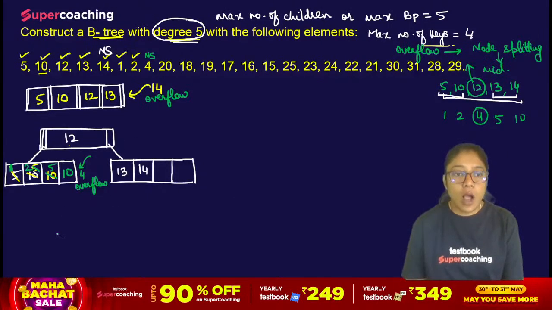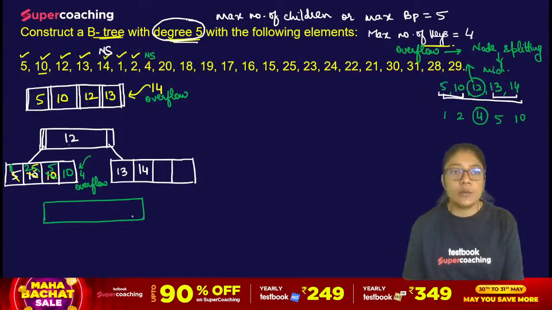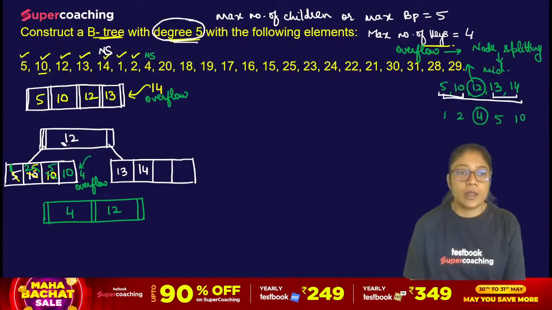Okay, so after the node splitting, here we'll get, now at the root level, 4 elements are possible. There was only one earlier, so now 4 is also joining at the root level. A leaf node element has moved to the internal level, so this comes out to be 4 and 12. Obviously here we have 4 slots, like you have in a normal node.